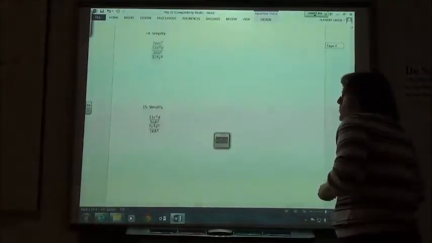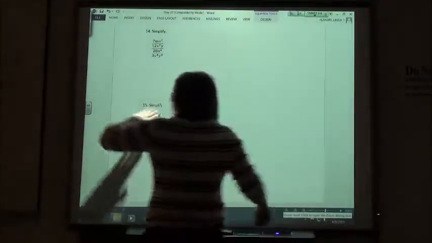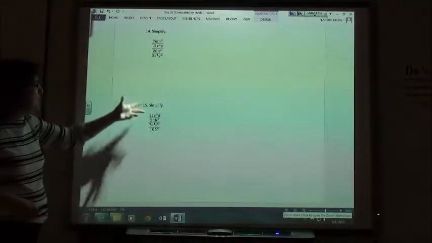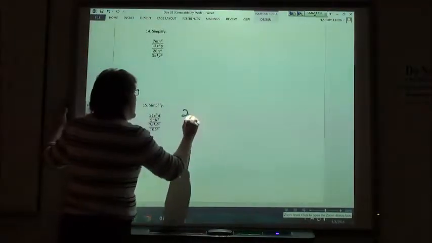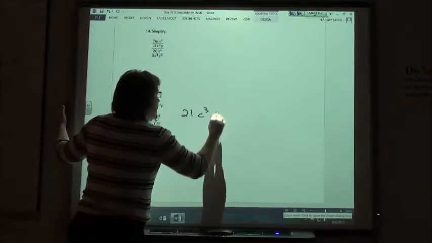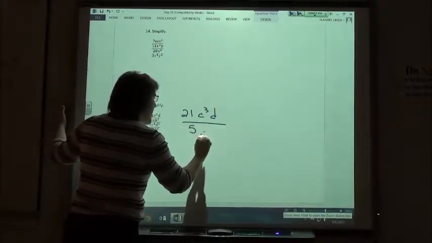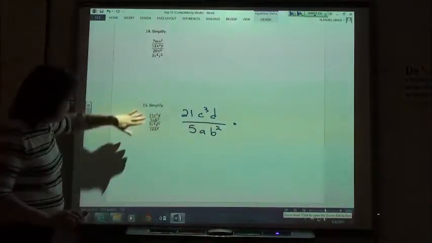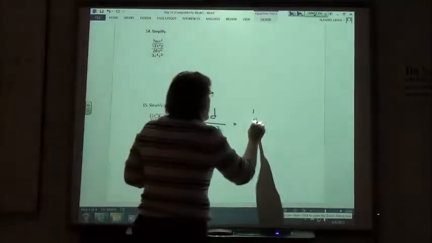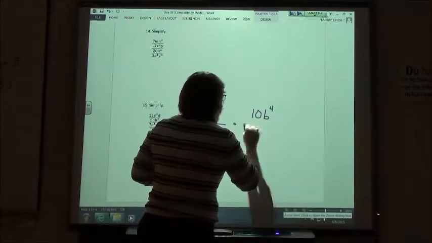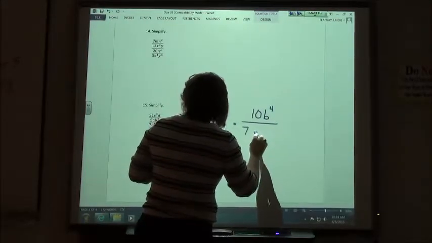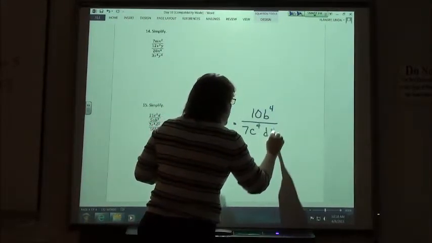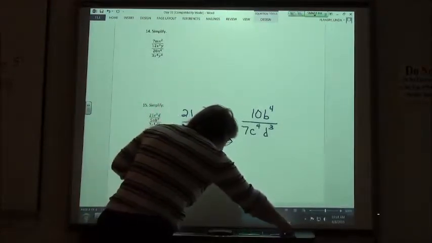One last one on this one. So again, we are dividing our fractions. We have to invert and multiply. So 21c to the third d over 5ab squared times the reciprocal, so the 10b to the fourth will be on top, and the 7c to the fourth d to the third going to be on the bottom.